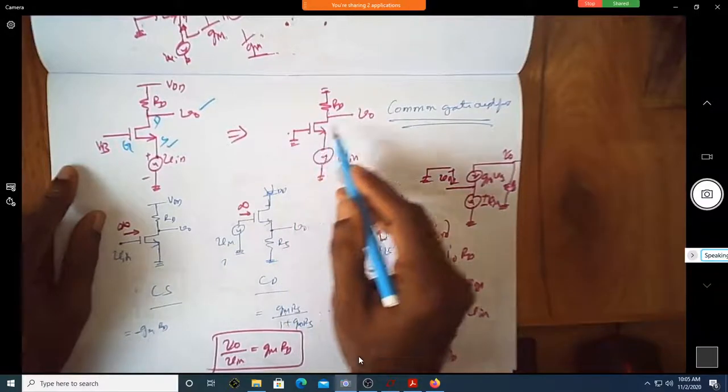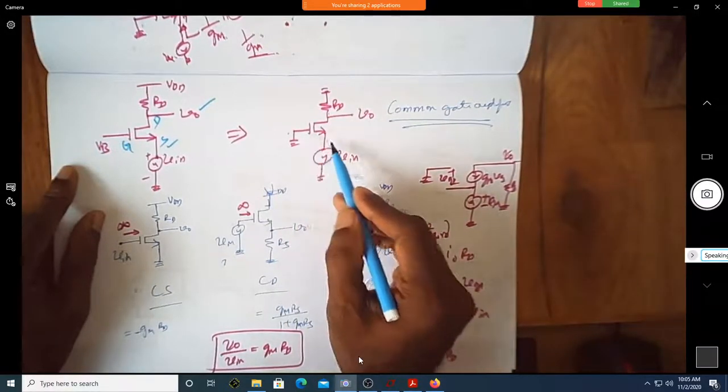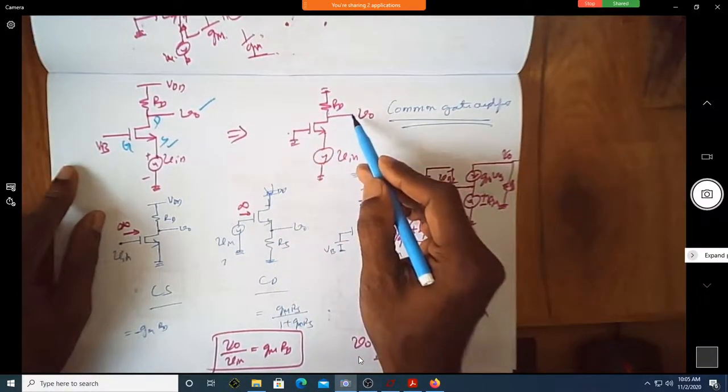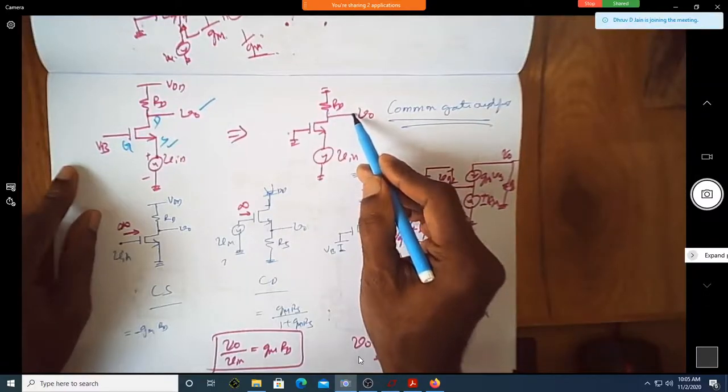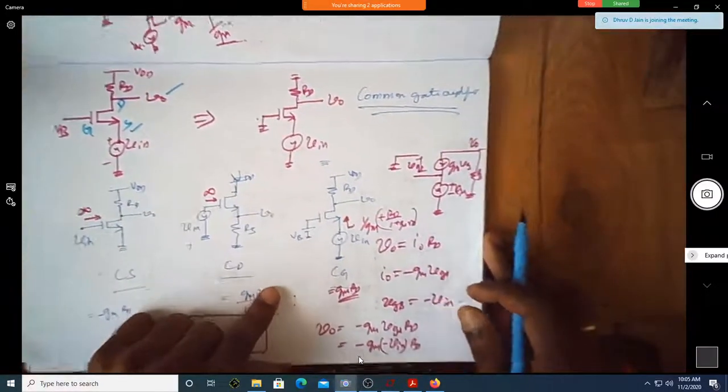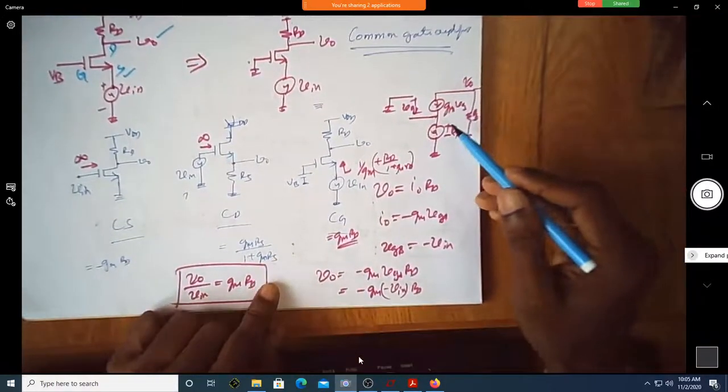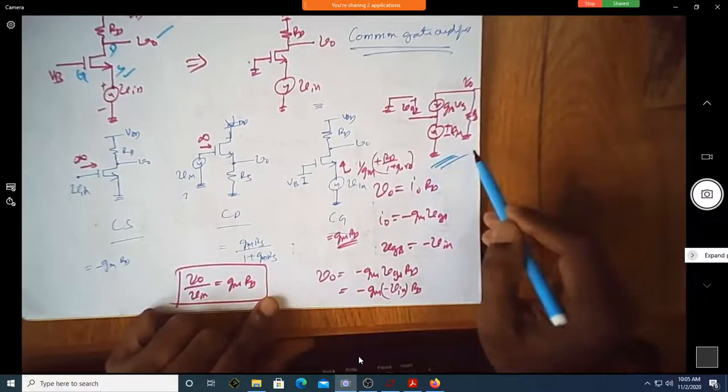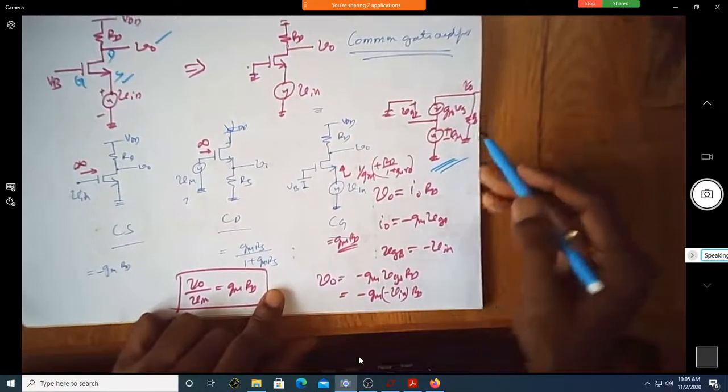Since this is AC grounded, and you are applying the input with respect to ground, measuring the output with respect to ground here, will it come something like this, this expression? Yes, sir. This is the small signal model.